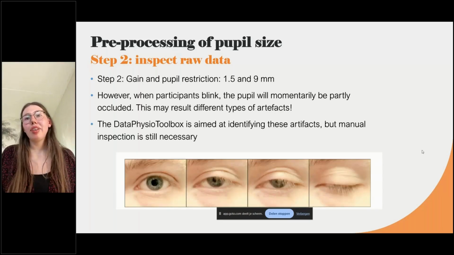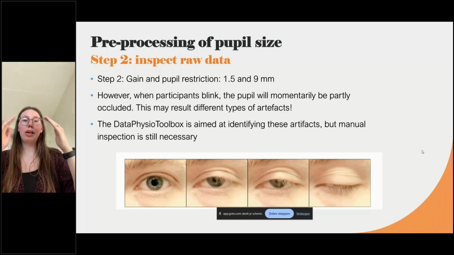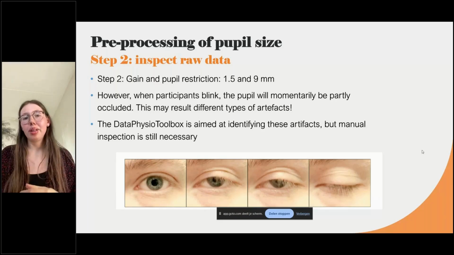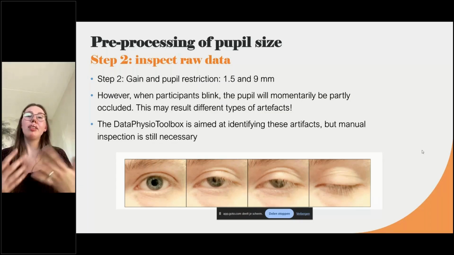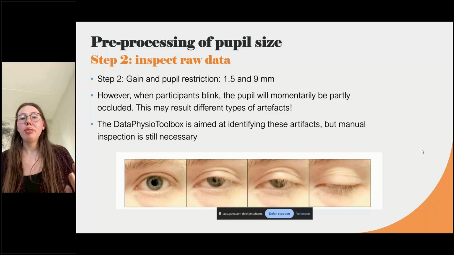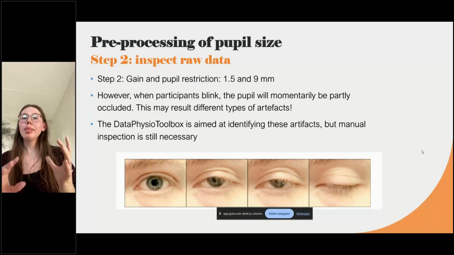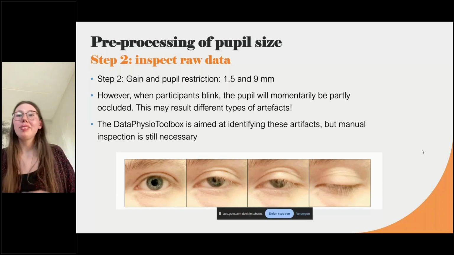Other artifacts can occur when participants blink. When participants blink, especially halfway during the blink, the pupil is partially occluded, and sometimes the eye tracker does capture that as a very small pupil diameter. So that can result in different types of artifacts. The PhysioData Toolbox is aimed at identifying these artifacts, not only for blinks, but also other parts. But manual inspection is still necessary, as you'll see later.